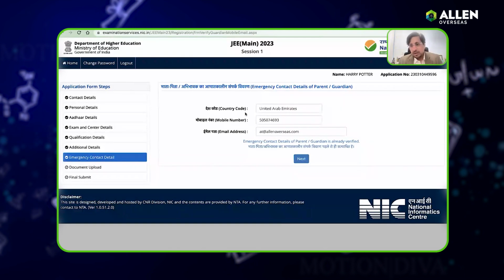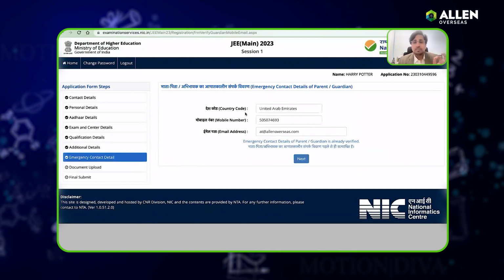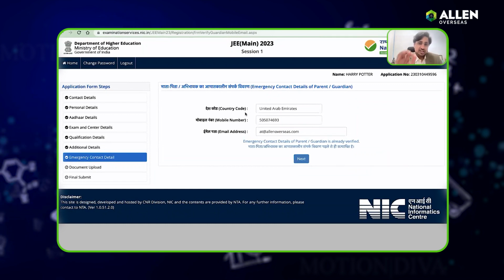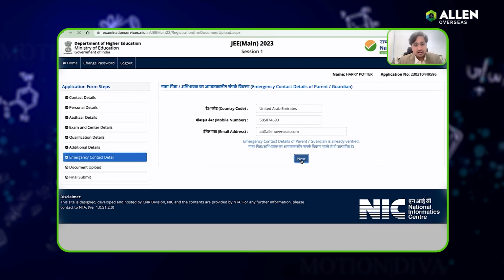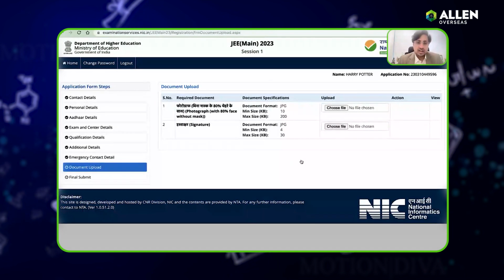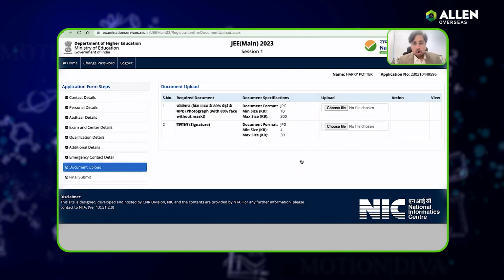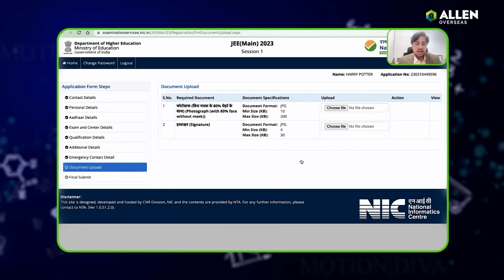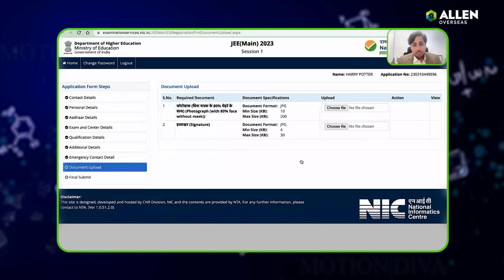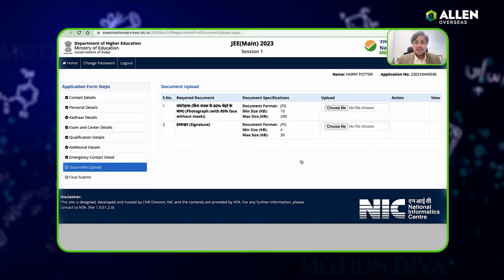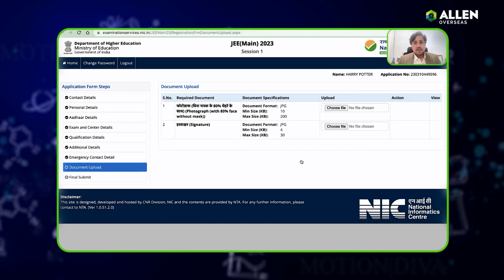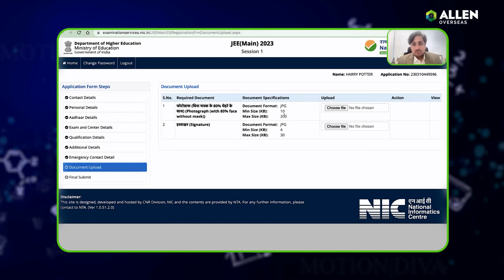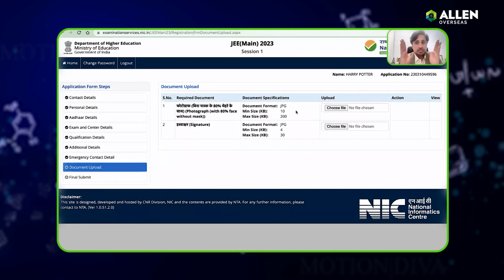And once this page will be landing, you will be getting the OTP immediately from your parent. And this way you will be registering your emergency contact detail. Once this has been done, then it will ask you for submitting the documents. So since I don't have a very good picture of Harry Potter, I haven't submitted these two things, but be very cautious with the file size and the visibility.